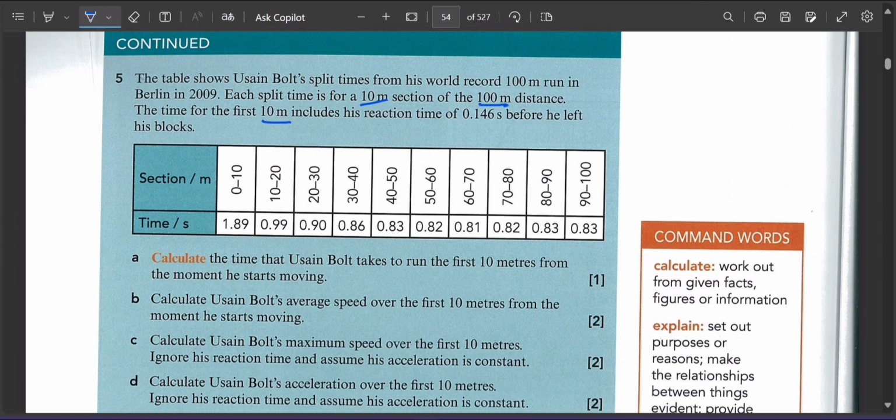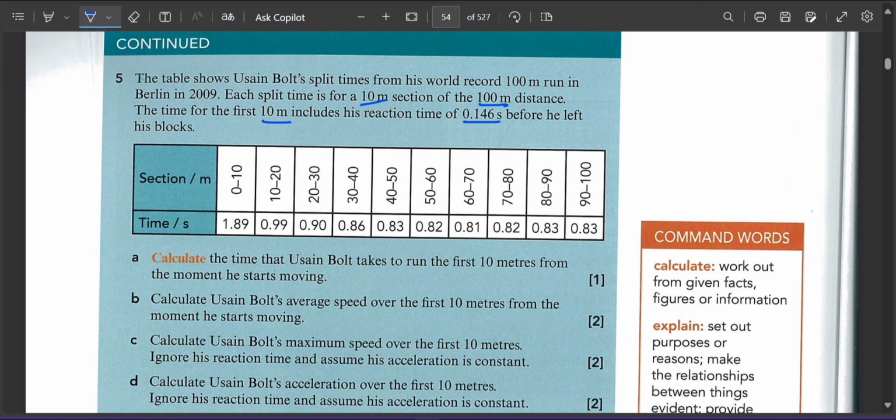Reaction time is something which is caused by human error, or it's something that is very natural. Whenever you start to do something, you tend to take a reaction time, a response time, and it's a very minimal error that is mentioned over here to reduce the problem and improve the accuracy before he left his block.